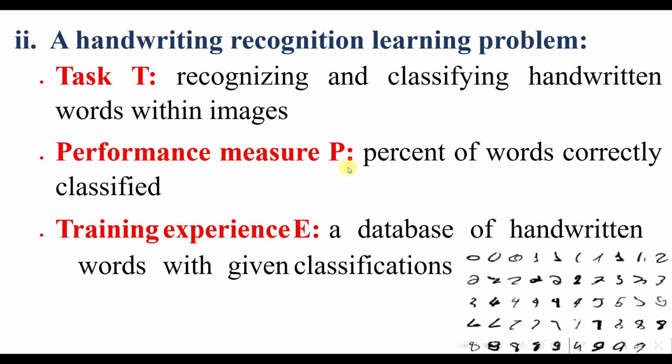We'll see one more example, a handwriting recognition learning problem. Here the task T is recognizing and classifying the handwritten words within images. That is the main task. The performance measure P is the percentage of words correctly classified. And the training experience is a database of handwritten words with given classifications.